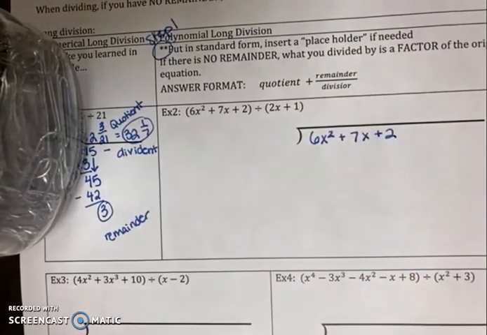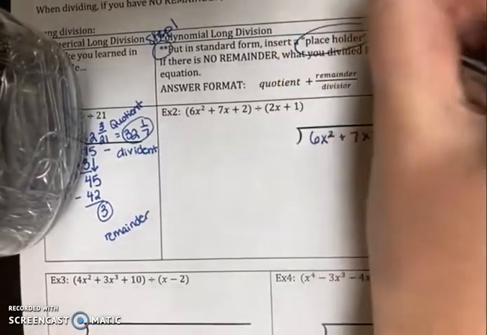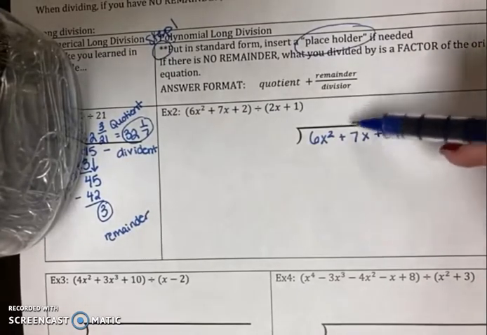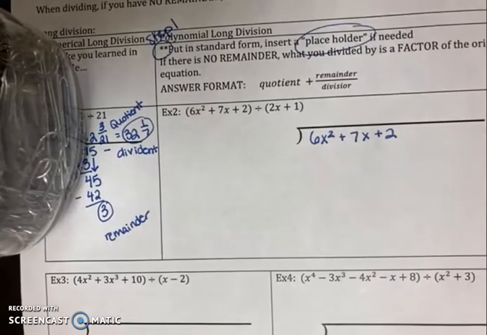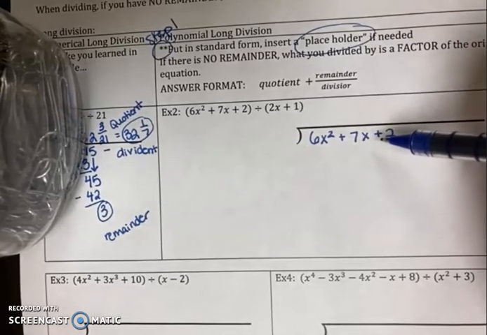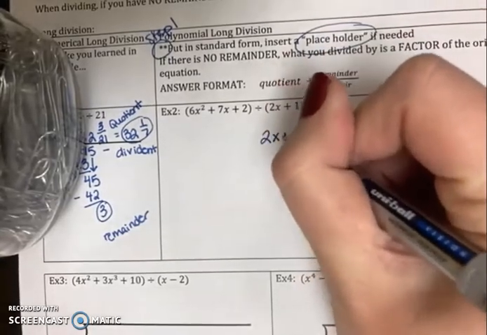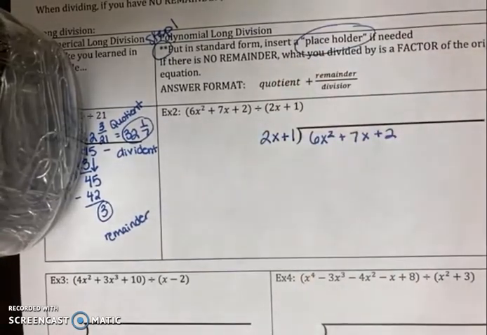If I were to be missing a term, we would need a placeholder. So let's say I just had 6x squared plus 2. I would have to put a placeholder for the x term, which would be a 0x. We'll see something like that in a later example. But for now, my dividend is right here. My divisor is 2x plus 1.